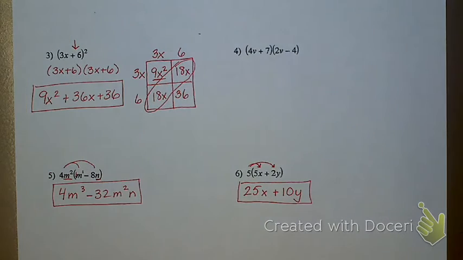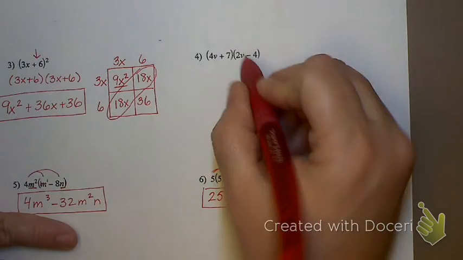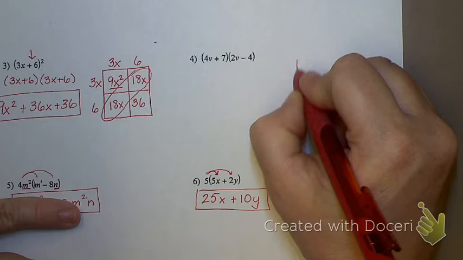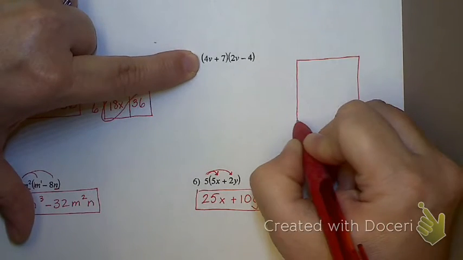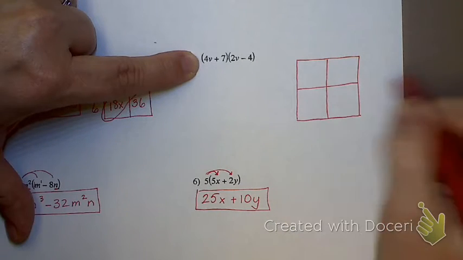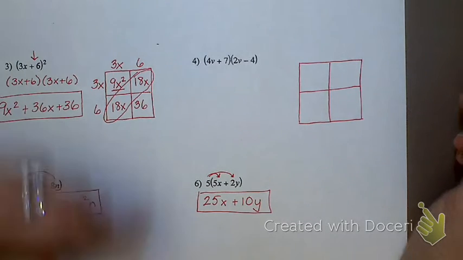Okay. Let's try that box method again on number 4. Now this one I don't have to worry about writing the parentheses twice. I'm just going to go straight to my box. Again, I need a 2 by 2 box. And don't be afraid to make your box kind of big, because if you make it too small, you end up squishing things in, and it's just harder to read.